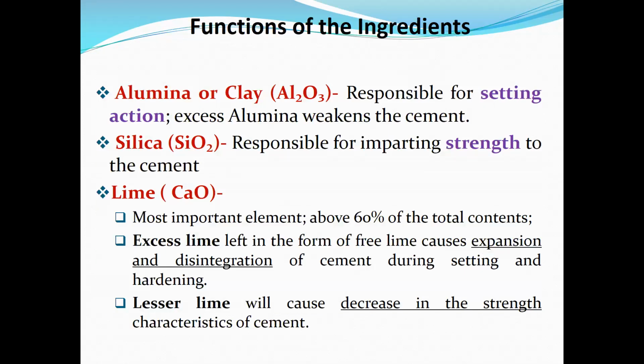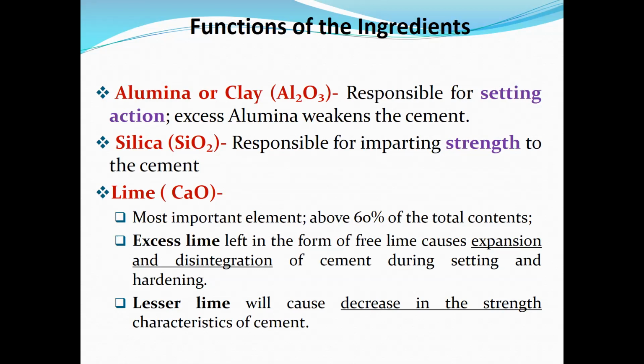Now, these constituent materials have certain job functions. Alumina or clay is responsible for setting action. Setting action means change of state. So alumina contributes to setting the cement. If there is an excess amount of alumina, it will make the cement weak. Then silica oxide, what is its job? It is responsible for imparting strength. We talked about hardening: in the process of hardening, cement gains strength. So silica is responsible for imparting strength to the cement.